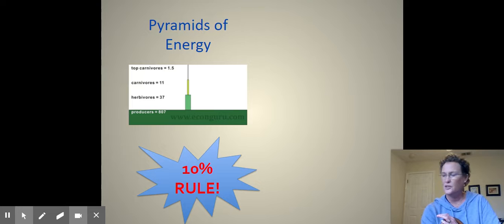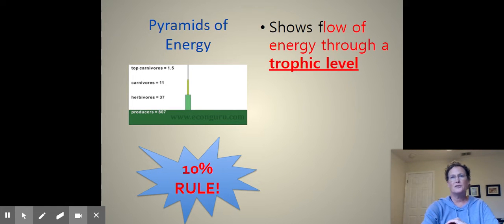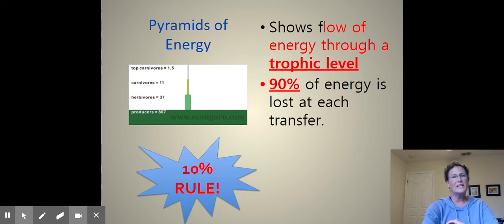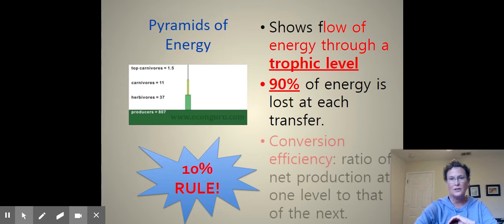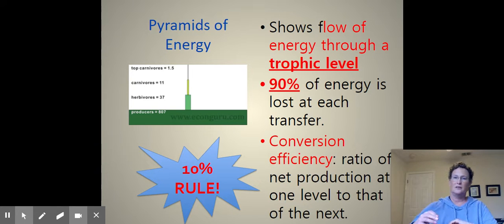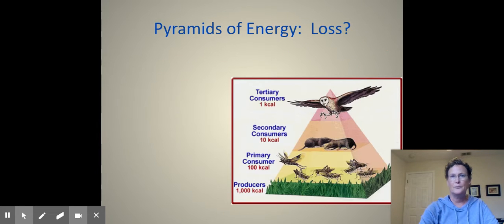So pyramids of energy, what you have to do with pyramids of energy is you have to use the 10% rule. So write 10% in that little star there over to the side. And it shows a flow of energy through trophic levels. 90% of the energy is lost at every transfer. So that's the 10% rule because only 10% is transferred. So the conversion of energy ratio of net is the ratio of net production at one level to the next. Pause it if you need to take more time.